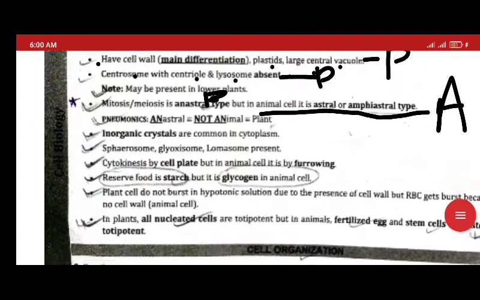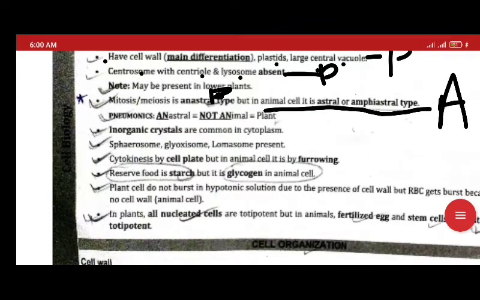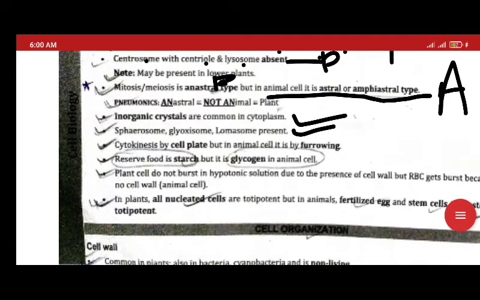Now inorganic crystals are common in cytoplasm. Sphaerosomes, glyoxysomes are present in plants. Cytokinesis is by cell plate in plants, and in animals cytokinesis is by what? Furrowing. This is all for what? This is all for lysosome. So lysosome is absent in plant but present in animal. This is all for animal. So animal cytokinesis is by what? Furrowing. We can study this in cell division.